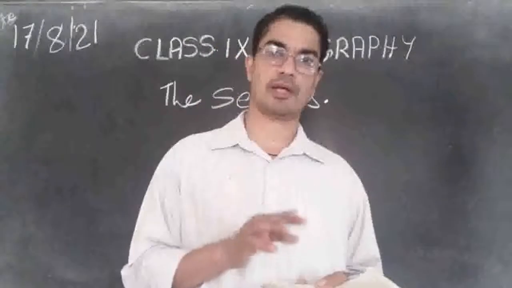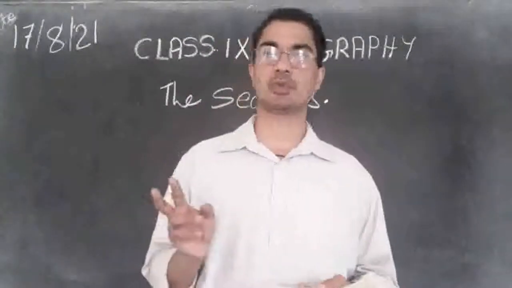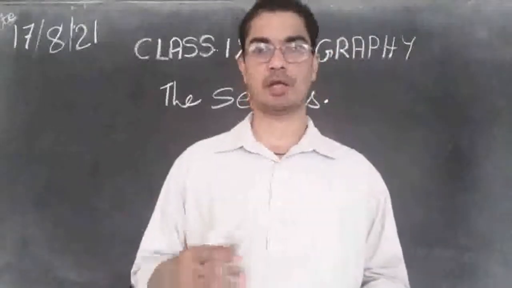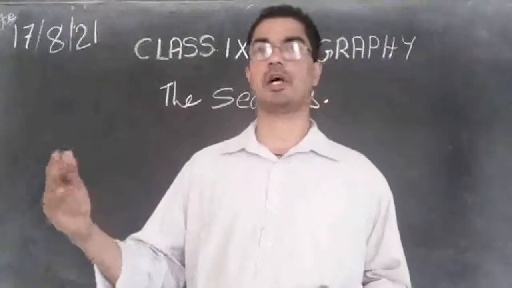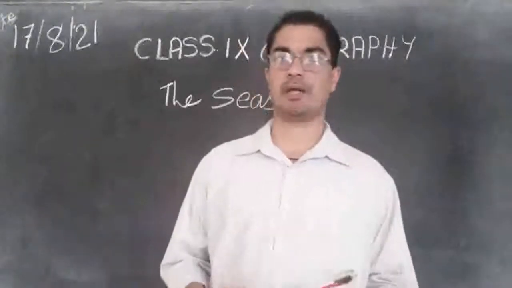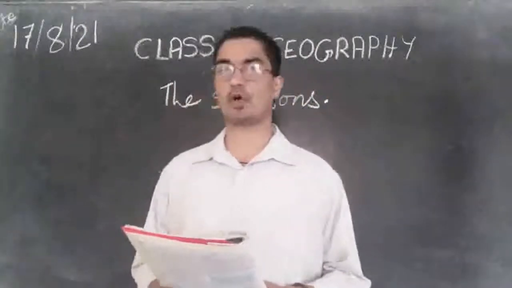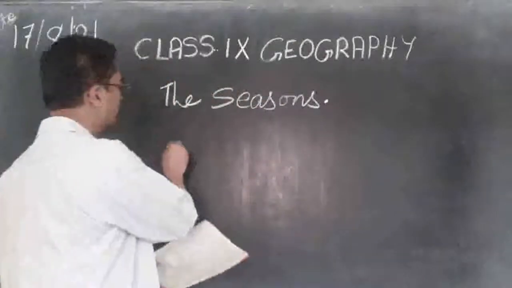Two of them are connected with weather, cold weather and hot weather. Another 2 are connected with monsoon: pre-monsoon and post-monsoon, after the retreating of the monsoon. Let us see them one by one. First let us see the cold weather season.